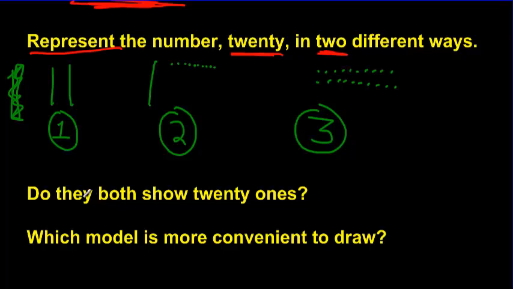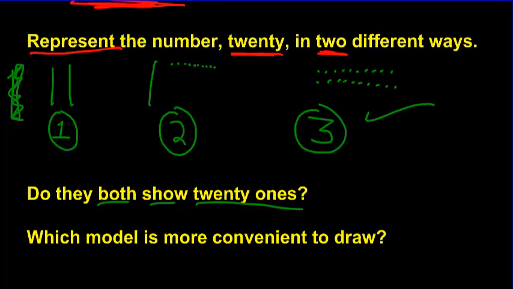Do they both, or in our case, all 3, do they all show 20? Well, this one shows 20 of the ones. Remember, ones are baby Elmos. We have 20 baby Elmos here. So yes, this one does show 20.